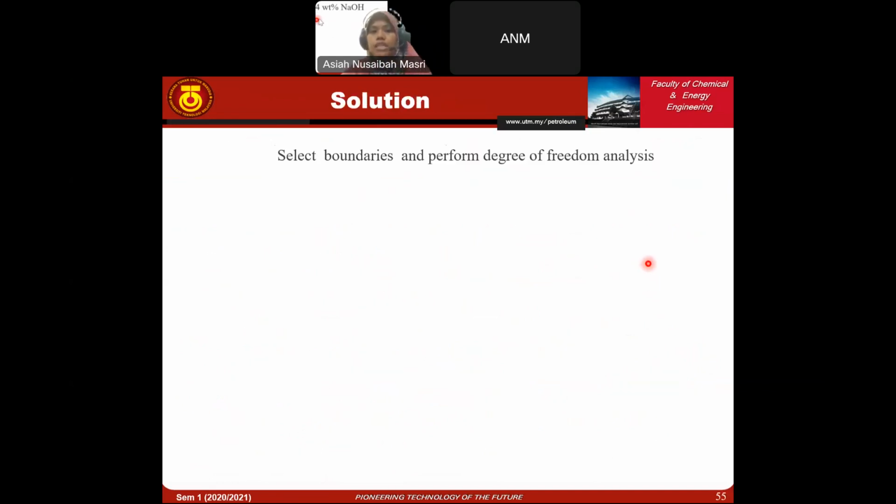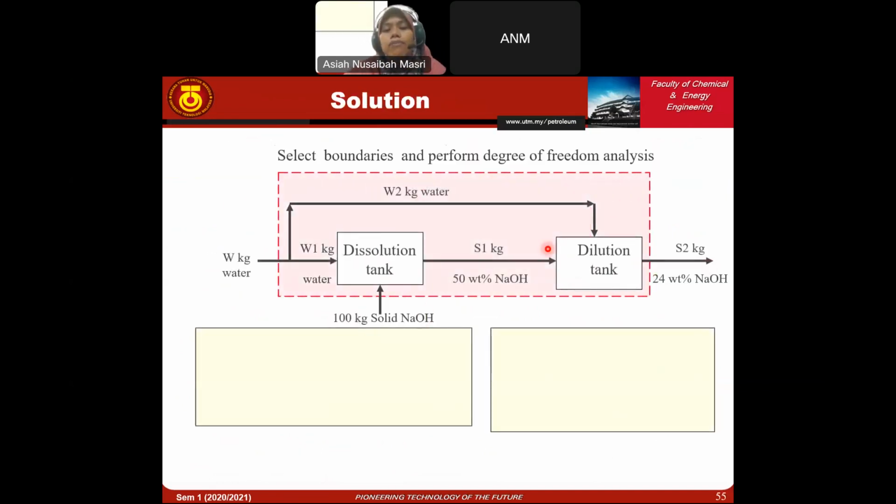Okay, now what do we do? We have the process flowchart. We have to select boundaries and perform the degree of freedom analysis. When we perform the degree of freedom analysis, only then do we know where to start solving the problem. Let's say we start with the overall process. If this is the overall process, we have covered all, including the bypass. Then we have two inputs. One is the fresh feed water, and the other is the 100 kilogram solid NaOH. We have one output, our targeted product, 24 weight percent NaOH.